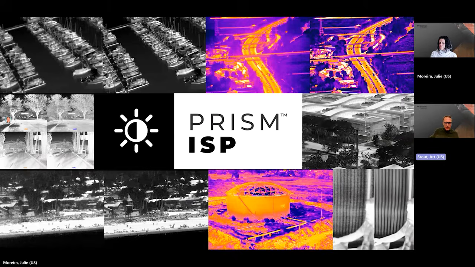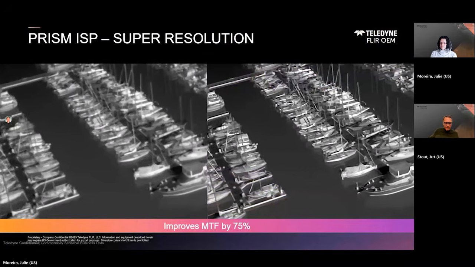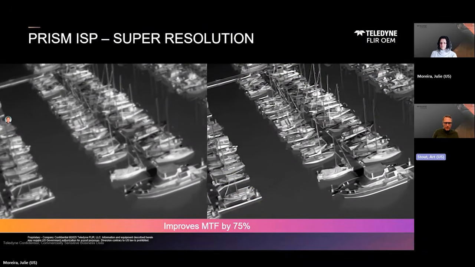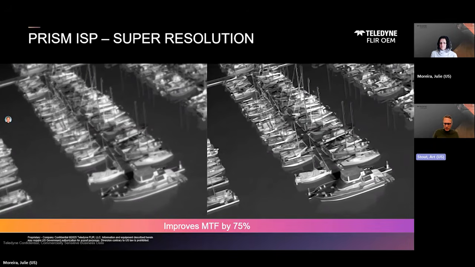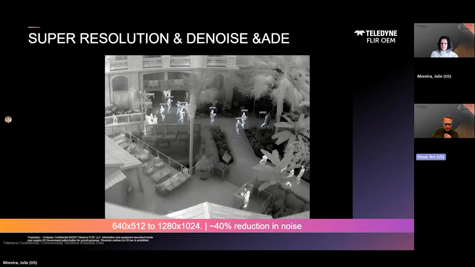So within the Prism ISP library, the first one that we're offering is what we call super resolution. This is a patented approach that reduces aliasing and actually improves MTF by 75%. So it's a fairly dramatic improvement in image quality.